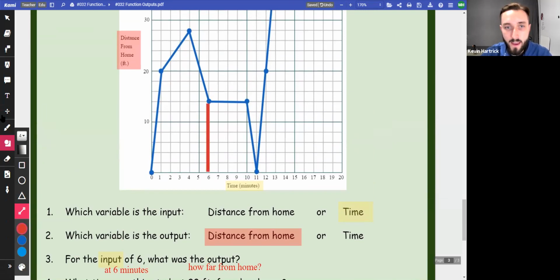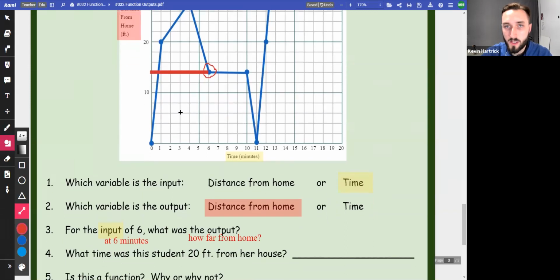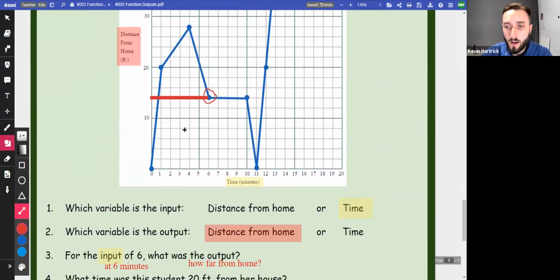So I'm looking for 6 minutes on my x-axis. Here it is, and there is the point. Okay, let's make that a different color so we can see it better. Here's the point. And for that point, we need to find what the y value is, right? The output, how far away from home she is. So how far is she? Well, let's drag this over to here so we can see on the y-axis where we're at. So we're right there, which is 2 boxes above 10. Remember, each box is 2, so this would be 12 and then 14. So it looks like she's 14 feet away from home.